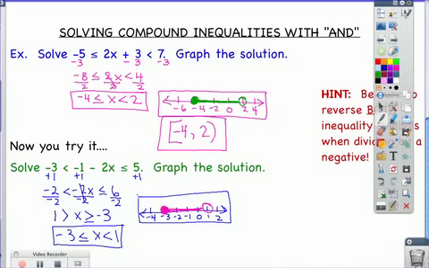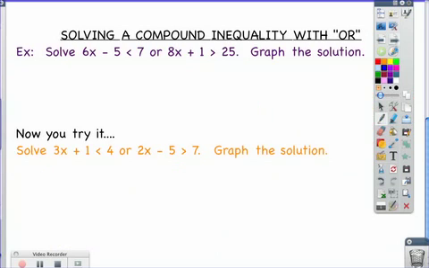So we can actually solve them separately, but when we write our answer, we're going to put it in one box. So I add 5 to both sides and get 6x is less than 12. Divide both sides by 6 to get x is less than 2. On this side, I subtract 1, so I have 8x is greater than 24. Divide both sides by 8, so I have x is greater than 3.